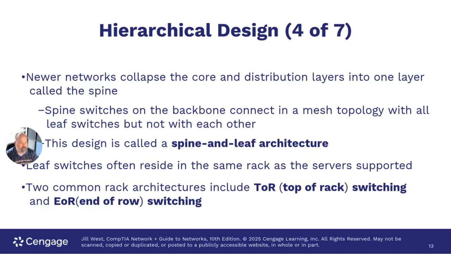Now, modern networks are getting kind of a makeover. Instead of three layers, we're collapsing the core and the distribution into one layer, calling it the spine. It's like combining middle management with the executives, makes it more efficient and less bureaucracy. Now, the spine switches connect to all the leaf switches in a mesh topology, but they don't talk to each other directly. It's called the spine and leaf architecture.